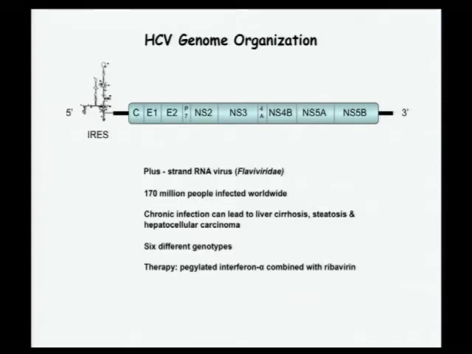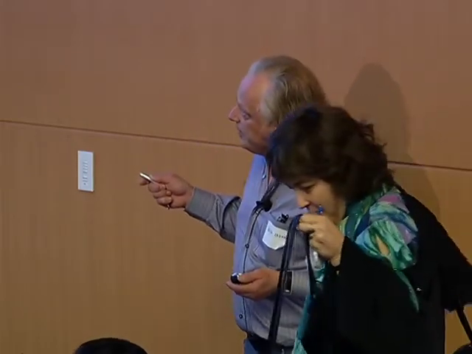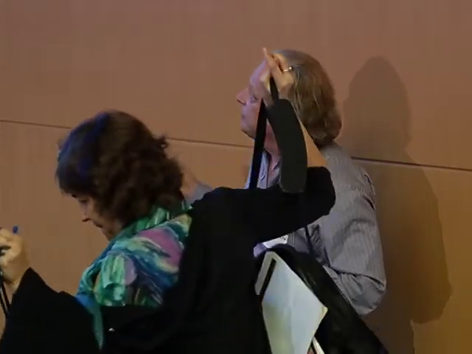I just want to mention it's a 10,000 nucleotide positive-stranded RNA genome. The 5' end has an IRES, an internal ribosome entry site that grabs ribosomes directly. At the very 5' end is a very conserved stem loop structure. The 3' end doesn't have a poly A tail, it has a conserved RNA structure.